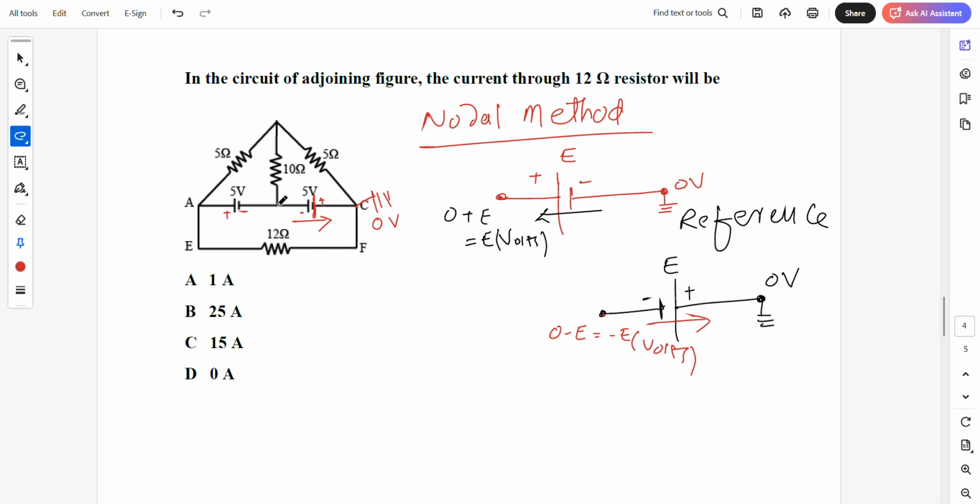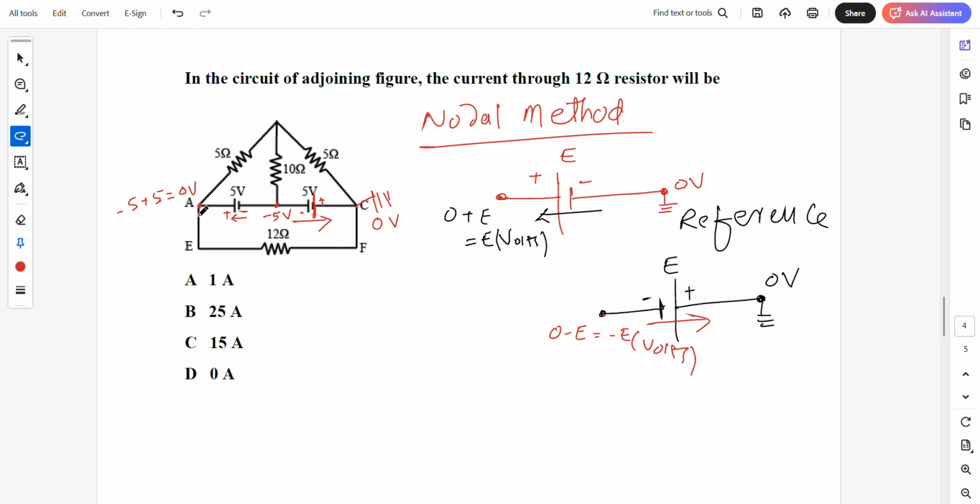0 minus 5, what does it become here? Minus of 5 volts. Now again if I move from here to here, it is favoring. Minus 5 plus 5, what does it become? Minus 5 plus 5 is equal to 0 volts.